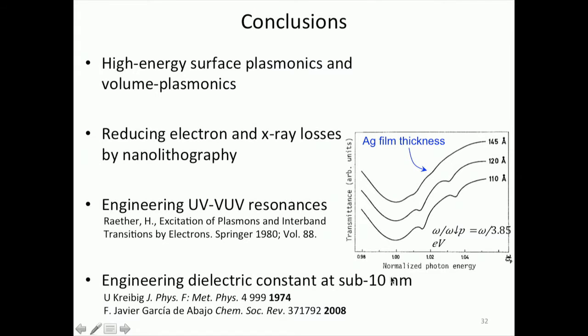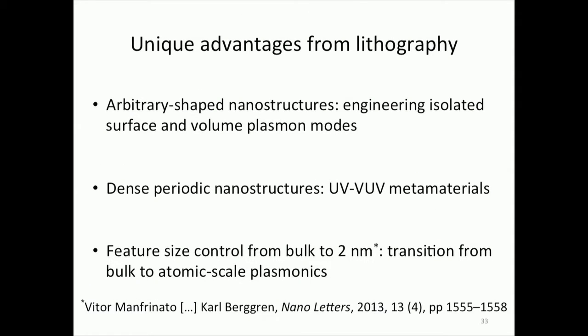Furthermore, we show by studying the volume plasmon full width at half maximum that we're controlling the bulk dielectric constant by using sub-10 nanometer lithography. Then I would like to close by noting that a unique advantage of doing all this study with lithography is that you could, for instance, control your structures with arbitrary shape, because you're not limited to just cylinders or just rods. You can write whatever structure you want and study surface and volume plasmon modes there. You can change different materials too.